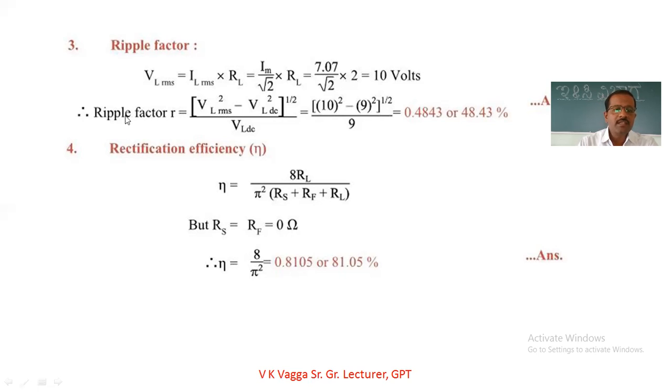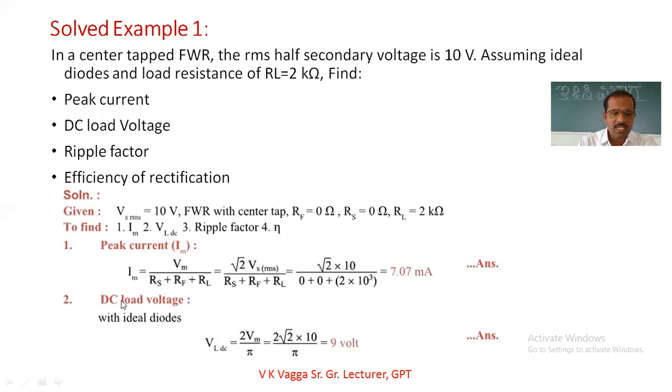So if you want to calculate the ripple factor, r is equal to the square root of VL RMS whole square minus VLDC whole square, divided by VLDC. What is the value of the VLRMS? It has been calculated as 10 volts. What's the value of the VLDC? It has been calculated here. VLDC is equal to 9 volts.